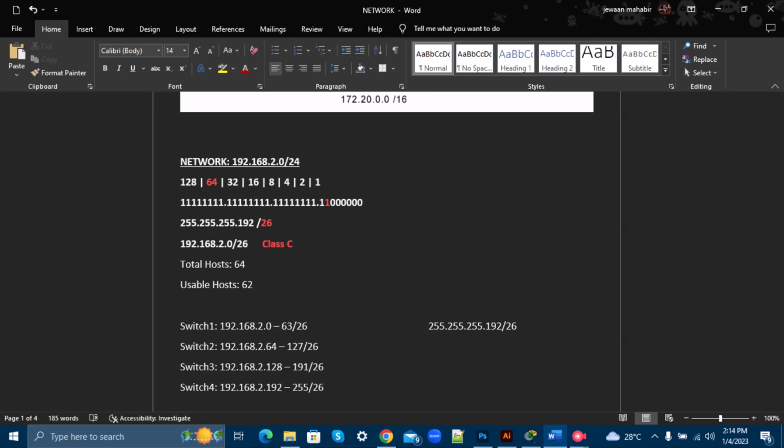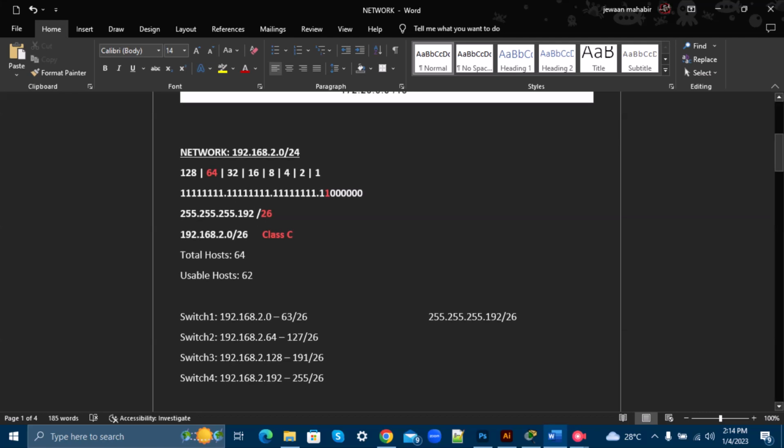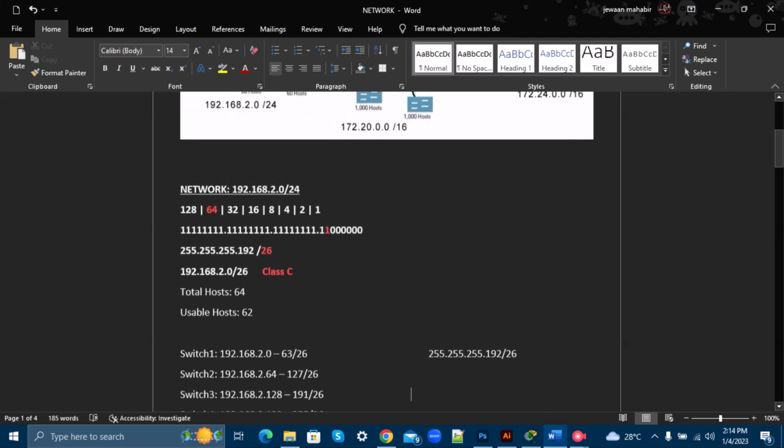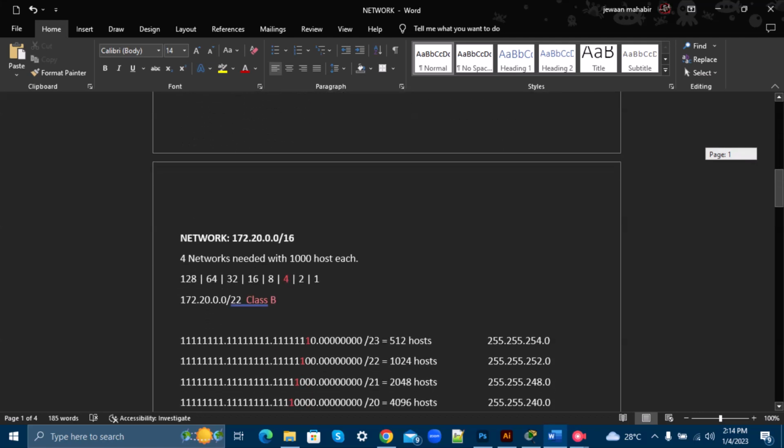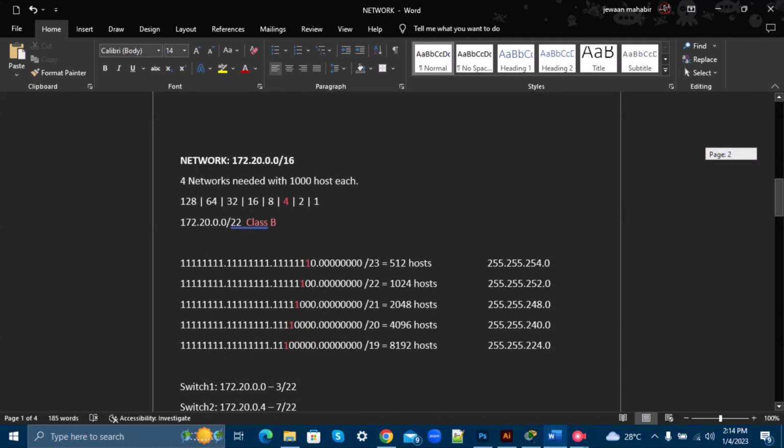So the same concept will apply for the next 3 networks. As you can see, I have a subnet mask on the side, and this network is a class C. So let's go on to R2.